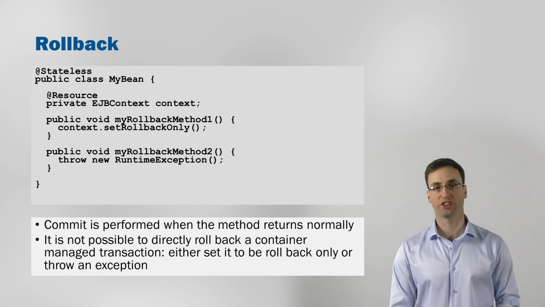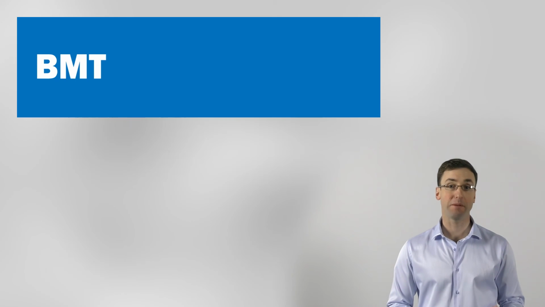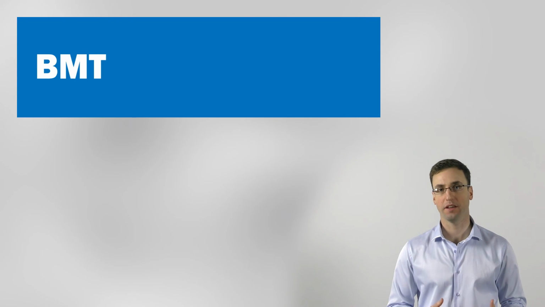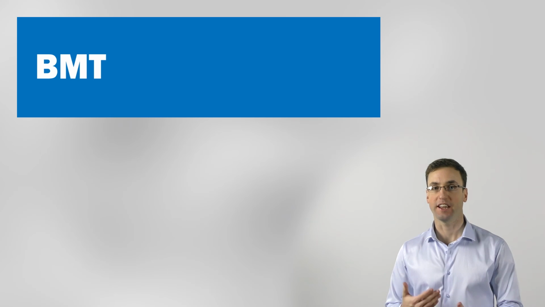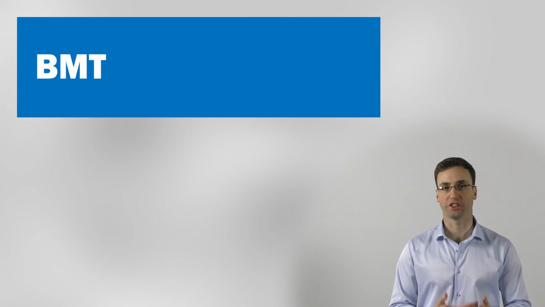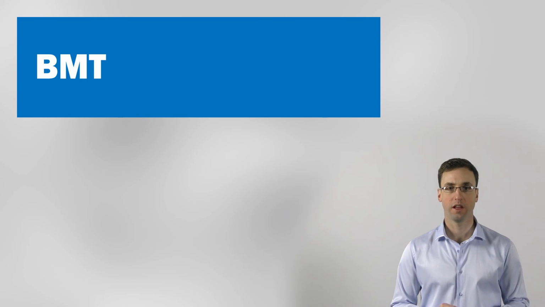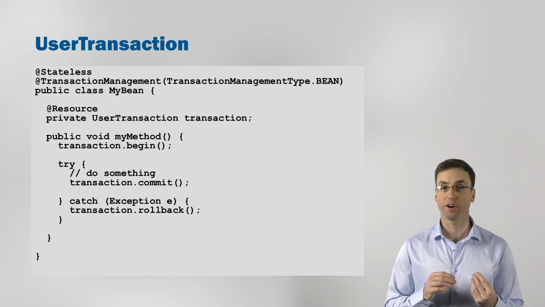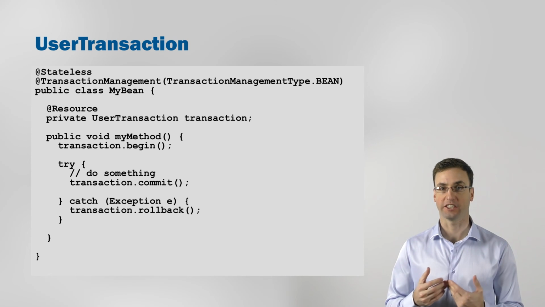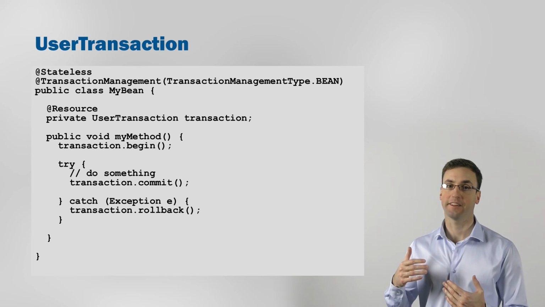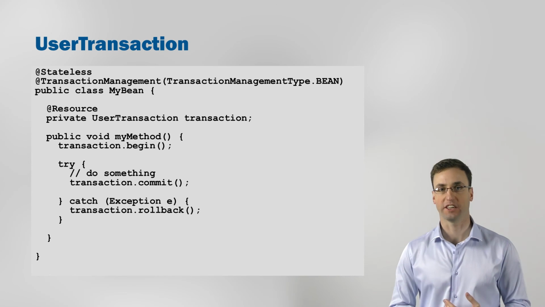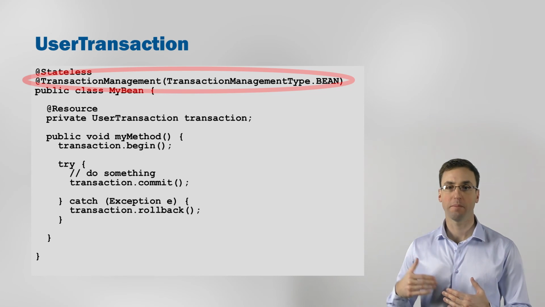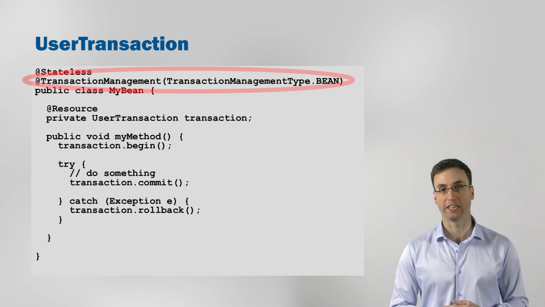So that's container managed transactions. Bean managed transactions have less to remember, but they are harder to use and harder to get right because you need to manage the transaction yourself. By default, a session bean uses container managed transactions. So that means that if you want to use bean managed transactions on a session bean, you first need to declare that the bean uses bean managed transactions. You can do this by just changing the transaction management attribute.